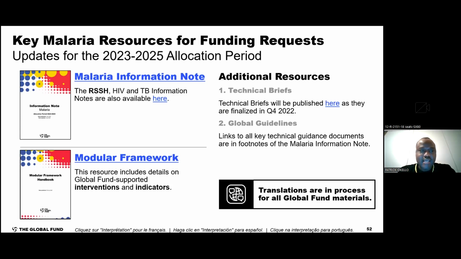Unlike all the other presentations, we have the malaria information note, which is available online, and the modular framework, which we revised slightly, and we hope to publish additional resources later on and also translate them into other languages. But all of this will be available on the website. Next slide, please.